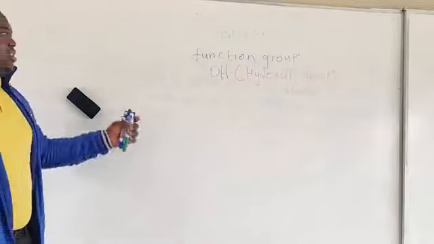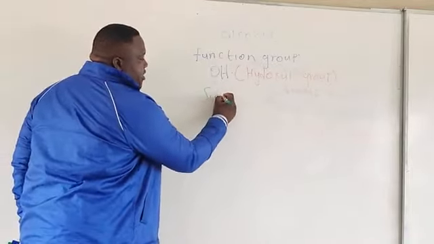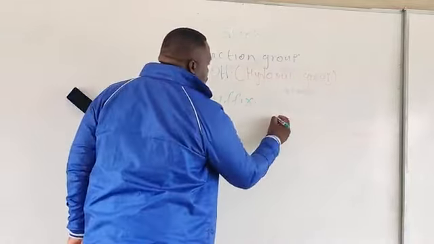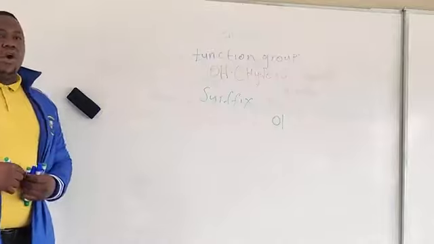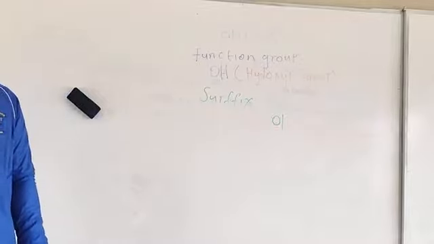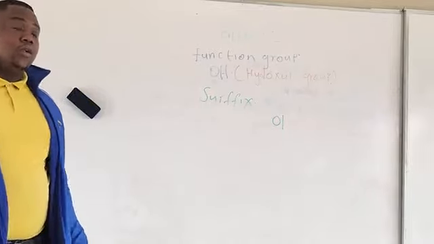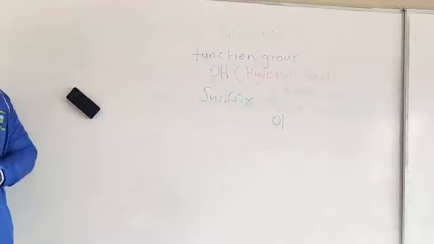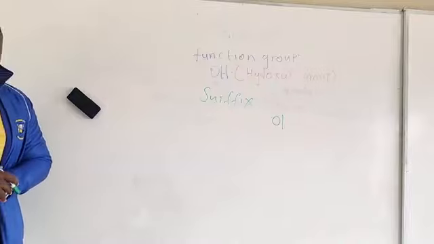The suffix of alcohol is called "ol." The suffix of alcohol, it is called what? Ol. It means every alcohol, its ending name must have an "ol." You hear me? Things that Sbongile loves too much. Can you see, right? The alcohols, their suffix is what? Ol. The ending name, right?